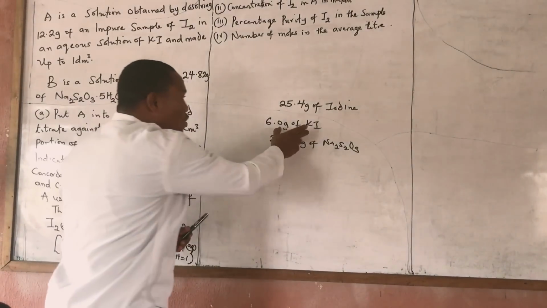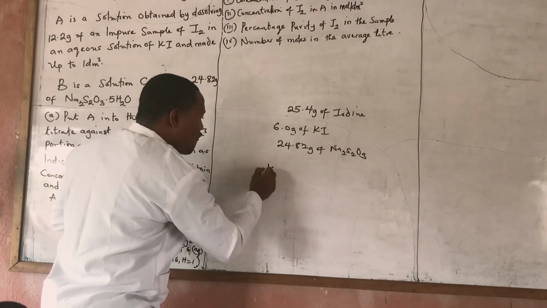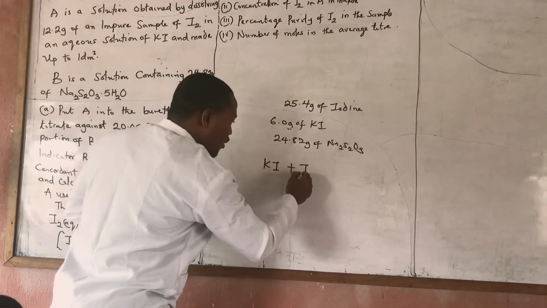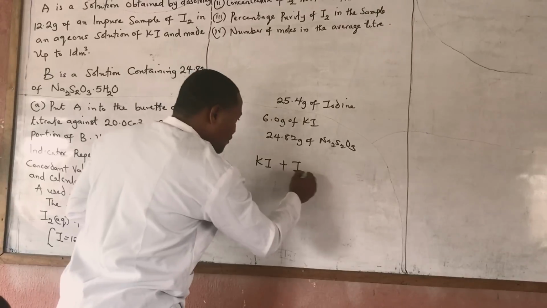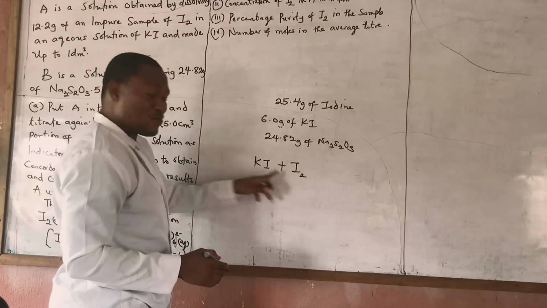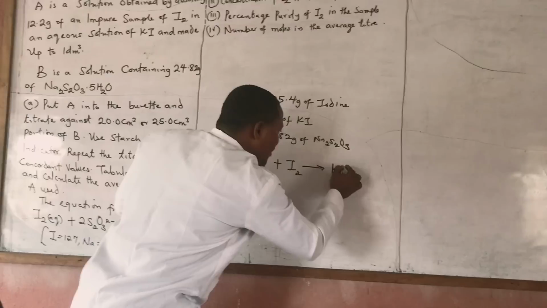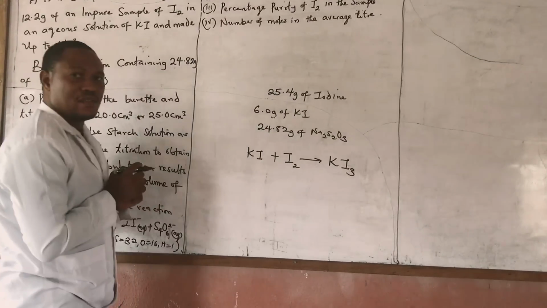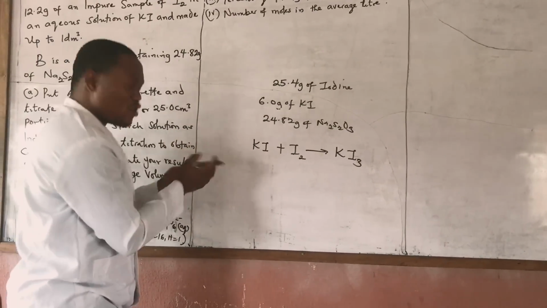How? Because the equation of reaction for this is that we have potassium iodide plus iodine. You get that now? Potassium iodide plus iodine. That's what we are dissolving, and what will be formed is potassium triiodide. I hope we are getting something now. I just want to show something here.